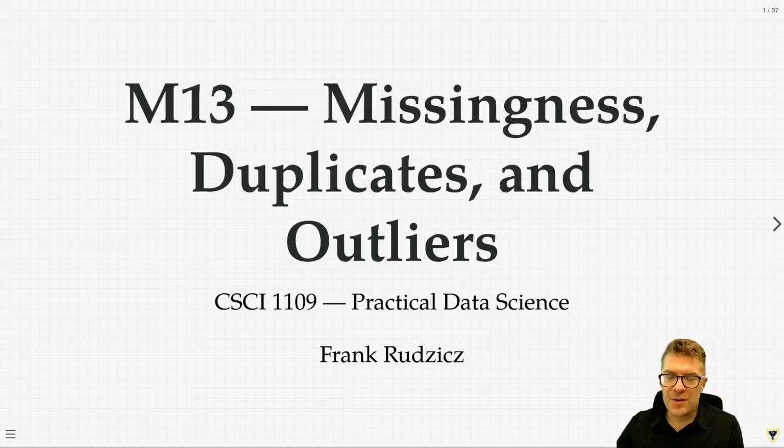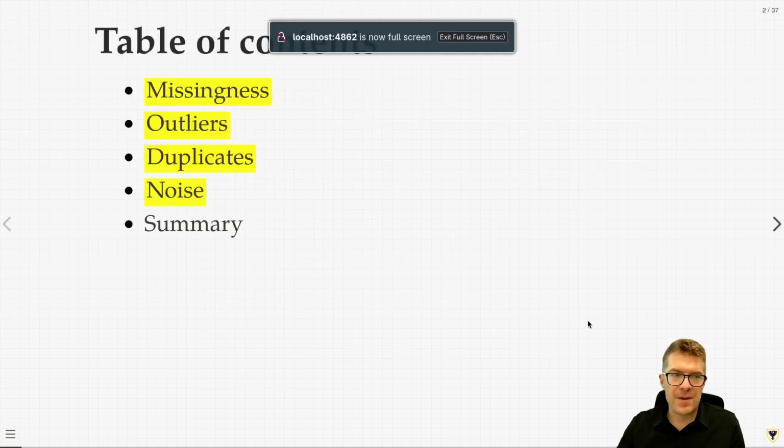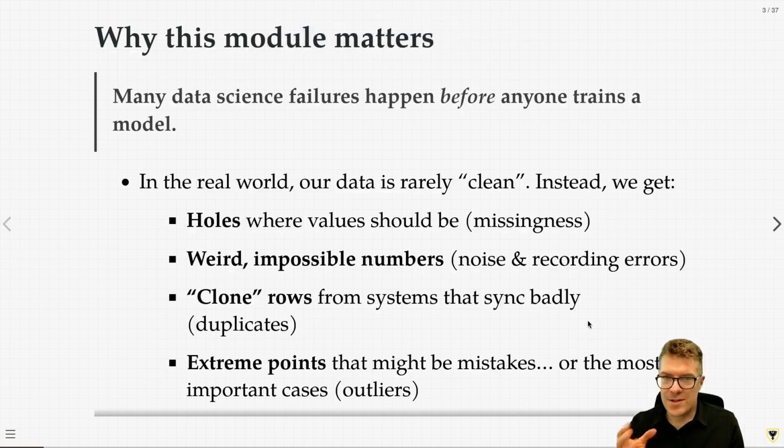Welcome to Module 13, in which we talk about missingness, duplicates, and outliers. So why does this module matter?